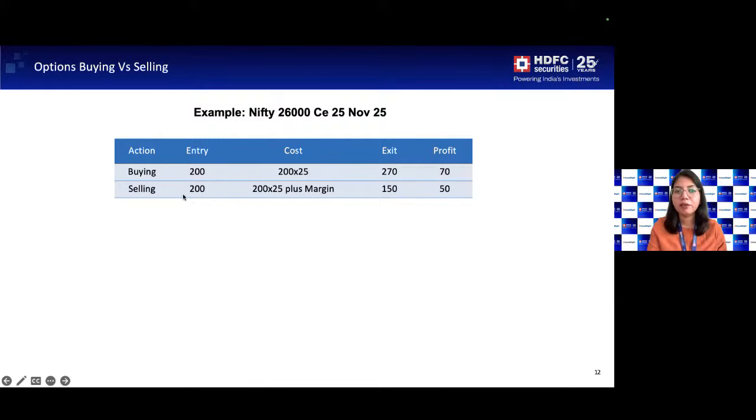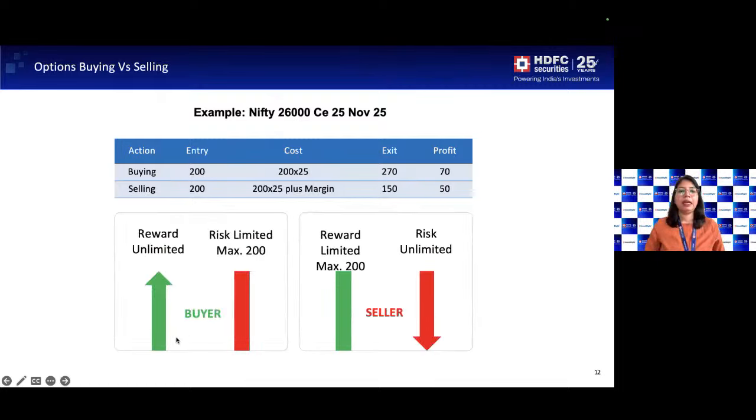As an option seller, how do we gain the profit? Your entry was at 200, which means you sold a certain option at 200. Now the option premium goes down to 150. So the 50 points is your profit. Here, one more concept I would want to explain is that 200 into lot size is the cost of the option buyer. For the option seller, 200 into lot size plus margin is the cost of the option seller.